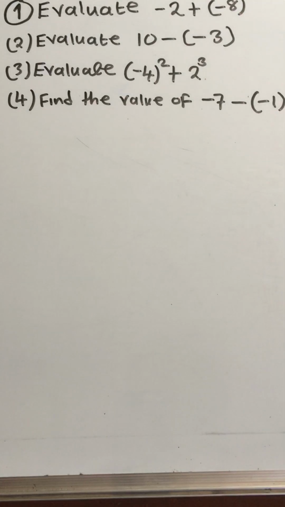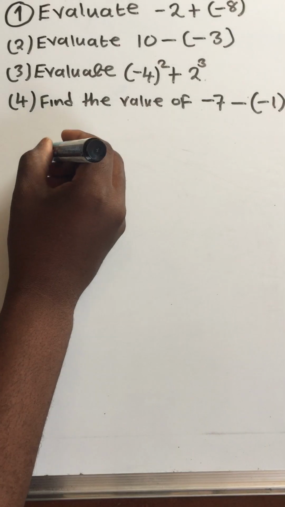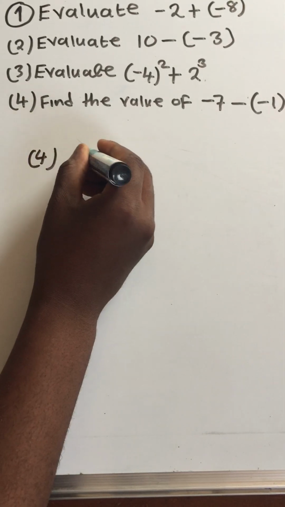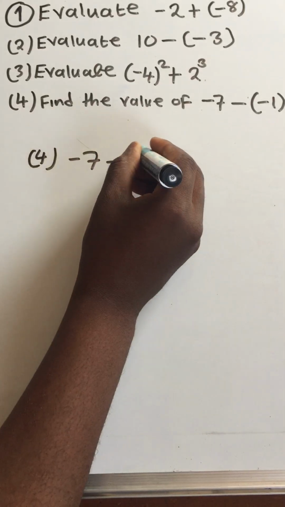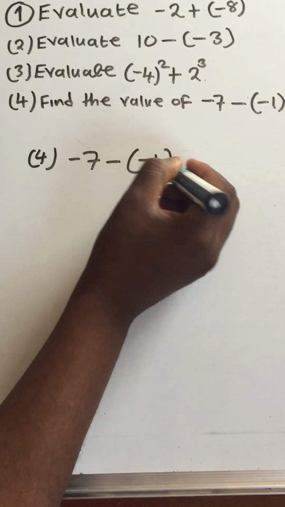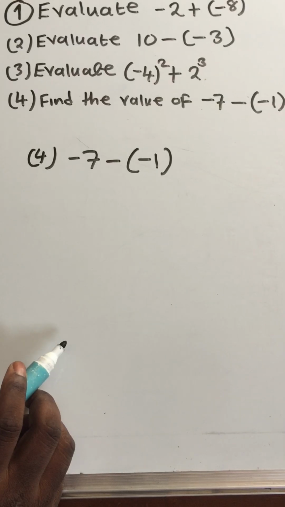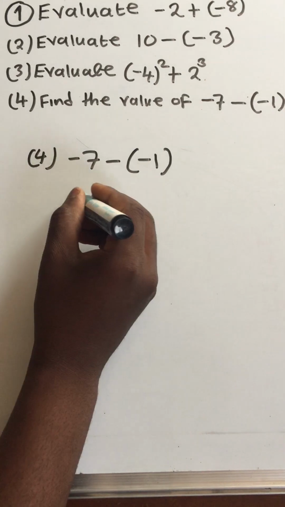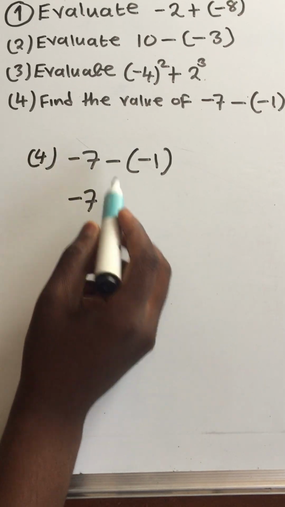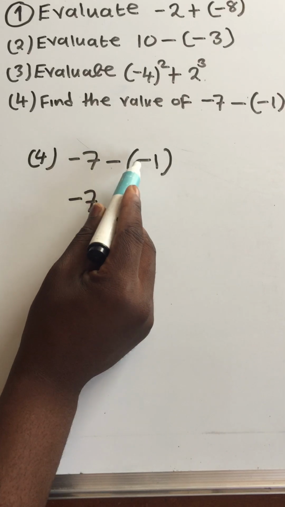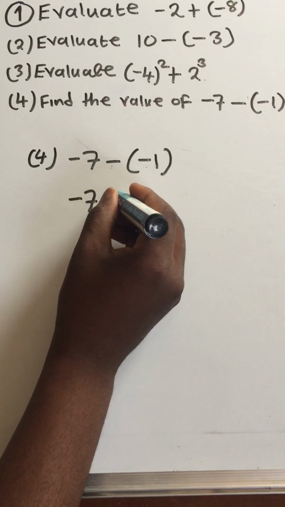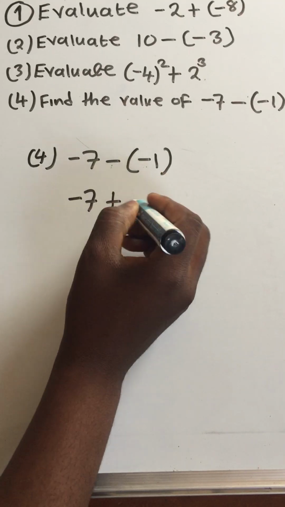Question 4 says evaluate -7 minus -1. And the question says evaluate. So you just say -7. Have you seen here? Negative times negative. Negative times negative, it's a positive. So you write a positive, you bring 1 here.